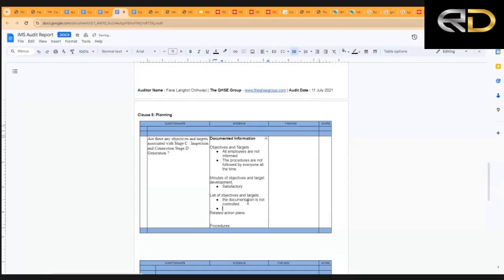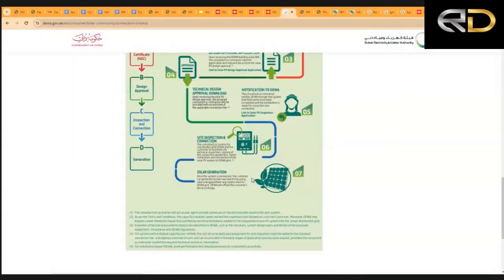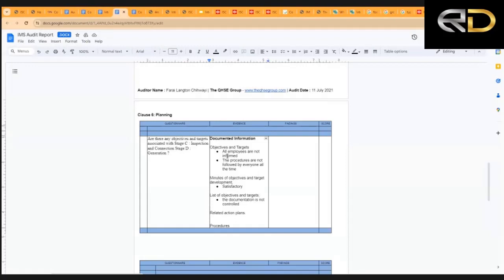So the idea here is that the people who are working now in step number 6, step number 7, let's say you are the manager, or you are overseeing here. When you are reading this audit report, it should tell you exactly what is wrong and what is good. What is good is that you have got minutes of objectives and targets, but they are not being followed by everyone. And these procedures, some employees are not informed, and so on. So those are the examples.